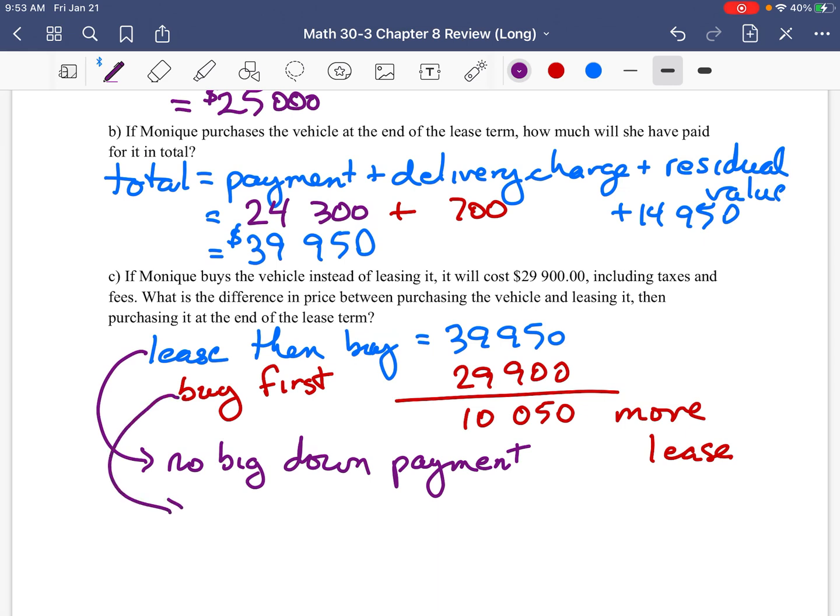If you lease, there's no big down payment. You can just drive it away. If you buy first, you probably have to get a loan. Down payment, but smaller. Probably smaller payments.